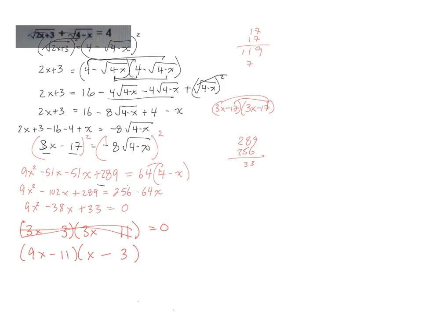9x squared minus 27 minus 11 is minus 38 and positive 33. Yeah. You could use the quadratic formula, but that was lucky, this one, to work out like that. Okay, so now zero property, so 9x minus 11 equals 0, or x minus 3 equals 0. So x equals 3, and x is equal to 11 over 9. That's a nasty question there. It's a good one.